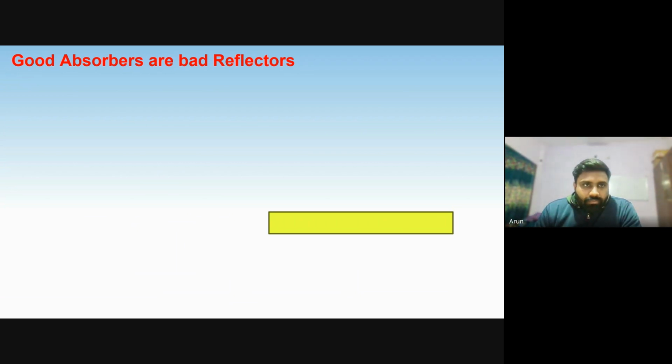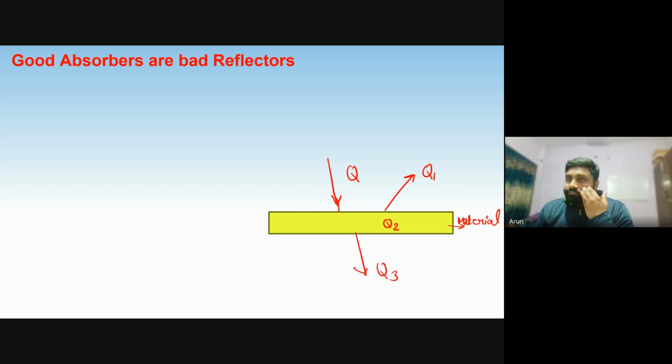Firstly, we will talk about this line: good absorbers are bad reflectors. So suppose this is any material we have. Heat given to this is, let's say, Q. Some part Q1 is reflected by it, some part Q2 is absorbed by it, and some part, let's say Q3, is transmitted by it. It is not reflected, it is transmitted.